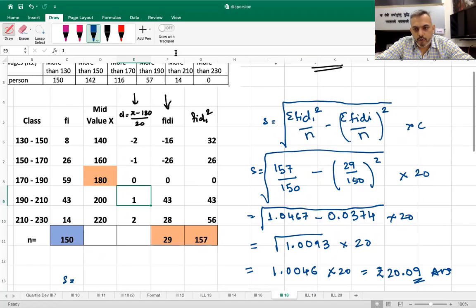Do it on your own, do it on your calculators, okay? Then only you will get confidence of using the calculator and you will not make mistakes in the exam. Please don't copy the solution. It's in the textbook also, but I want you to solve it so that you practice and become confident while using this calculator.